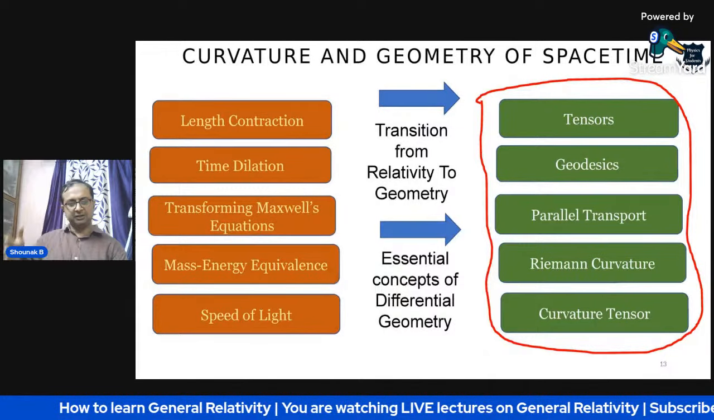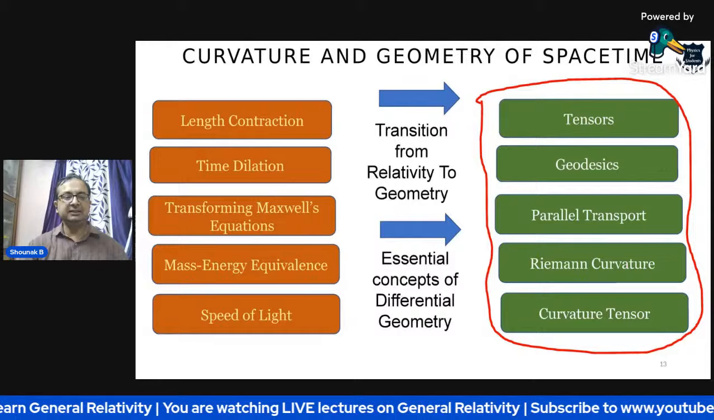All these things that you can see on the right-hand side have absolutely nothing to do with physics. They have nothing to do with relativity or with Einstein. These are pure mathematical concepts which were developed by Tullio Levi-Civita, Bernhard Riemann, Marcel Grossmann, and various other people.